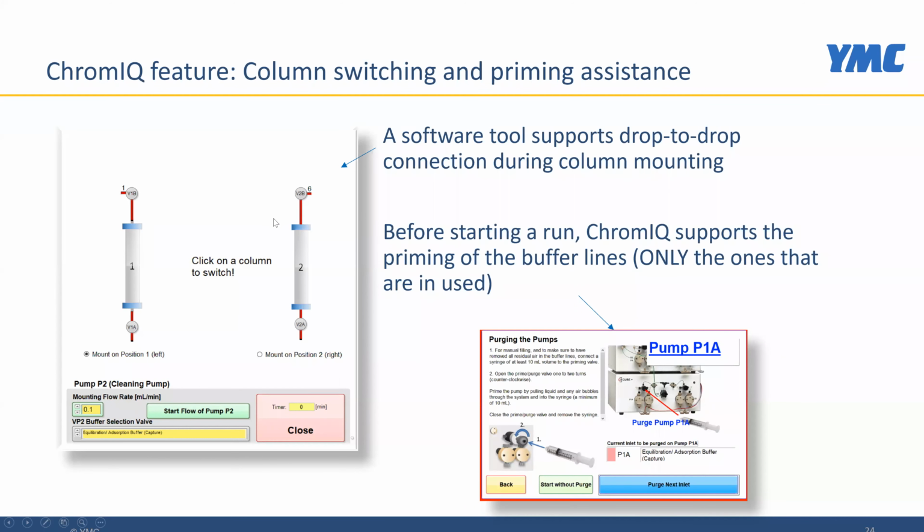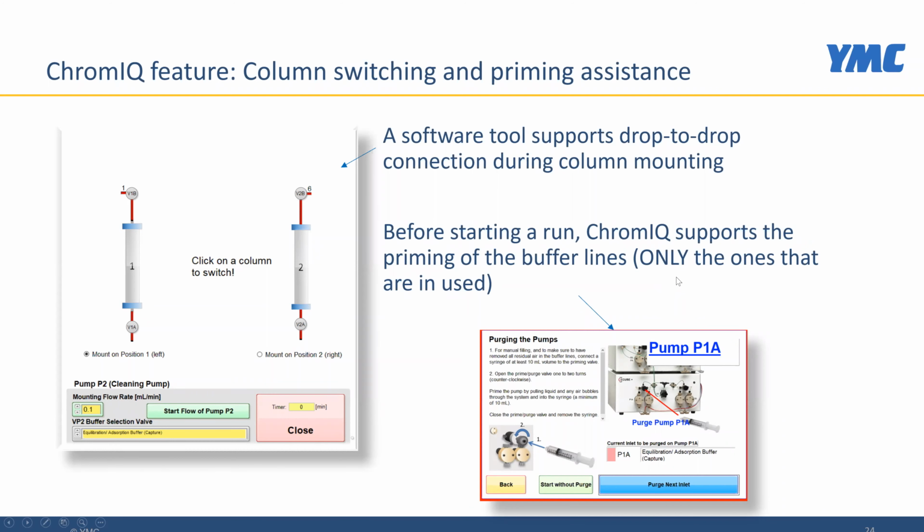One is a software tool to support drop-to-drop connection during column mounting. So we can click on either column 1 or column 2, and the valves will switch to that position, and it's then possible to run a small flow rate to mount the columns, right? So in order to avoid air getting caught in the columns, we can enable a small flow on either side of the system to connect the columns and to have a drop-to-drop connection.